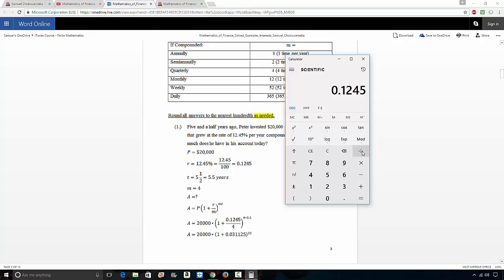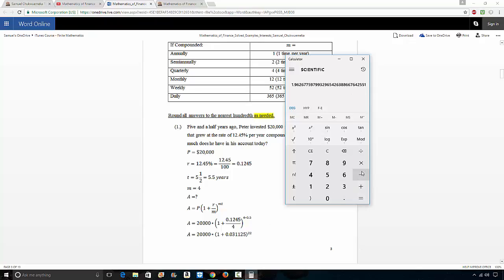0.1245 divided by 4 equal to, if you are using this calculator, anything you do equal to. Then plus 1 equal to. And then I'm going to press x to the power y, because it raises it to the power. And I will recall the memory I saved, which was 22. Memory recall, and I press equal to.